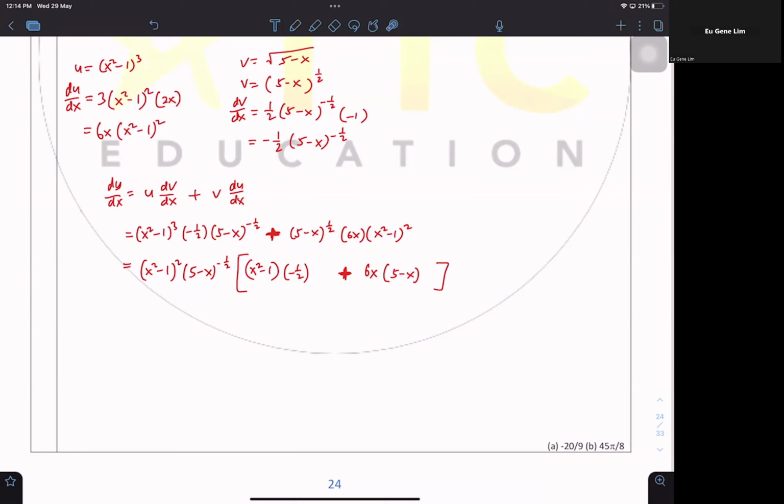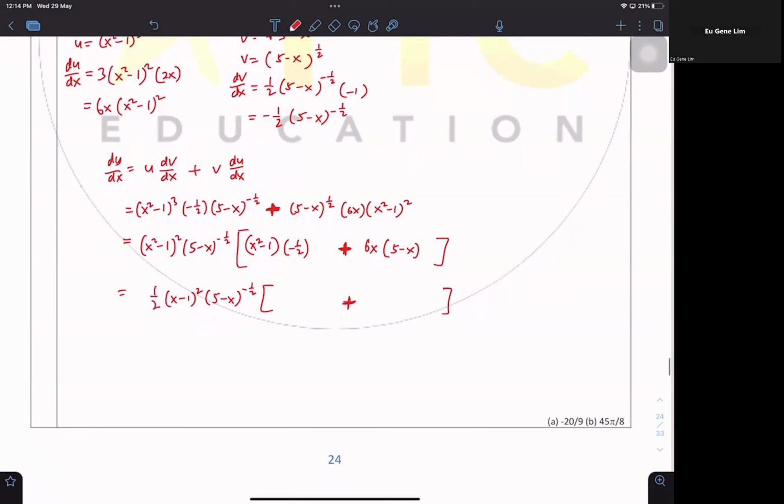But then I tell you, actually we should factorize something more. We should also factorize this one as well, actually. This one can also factorize. You should factorize by 1 over 2. Take out the smaller one. 1 over 2 and 6, 1 over 2 is smaller. So take out 1 over 2.